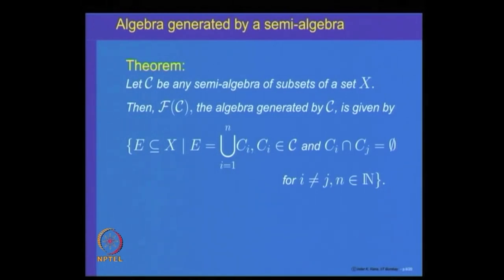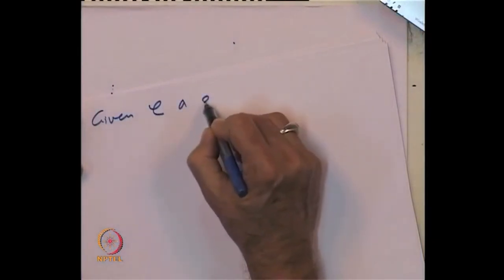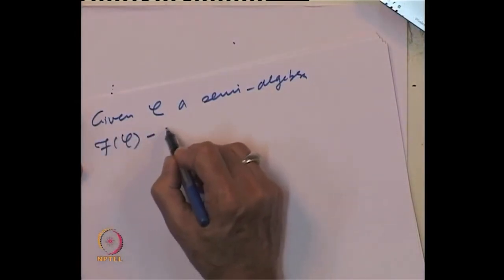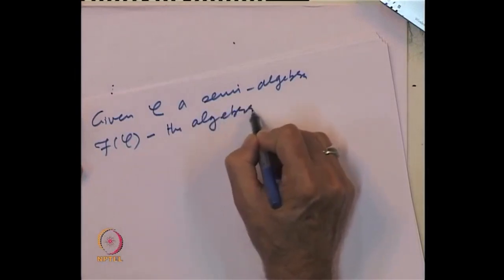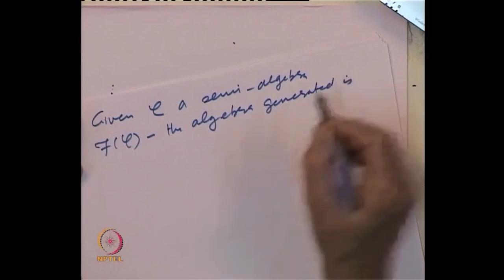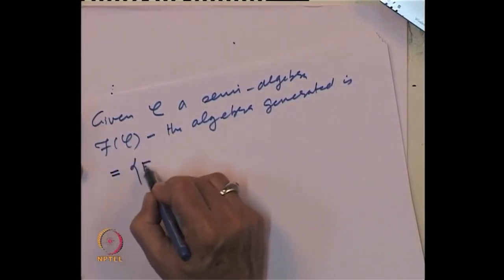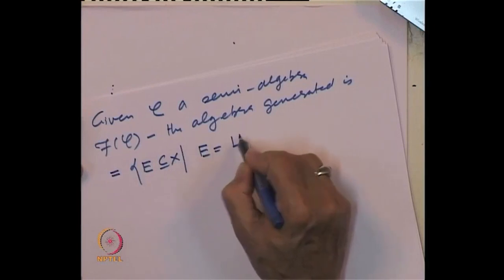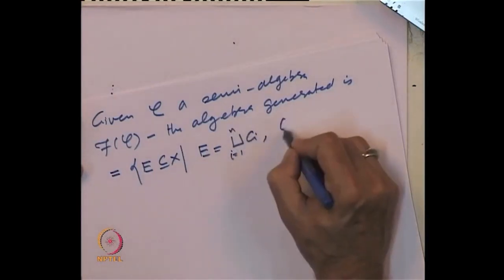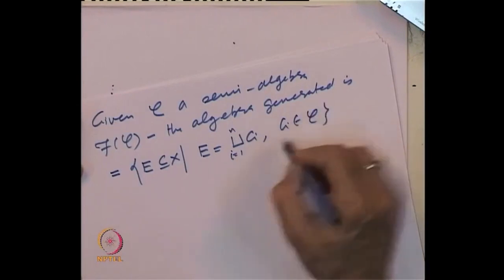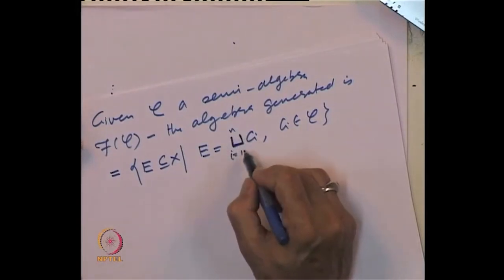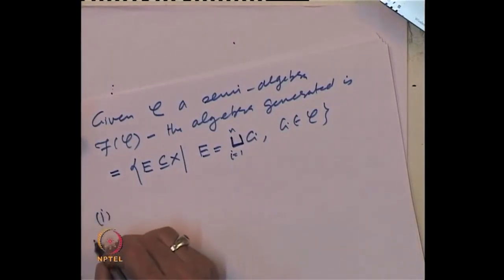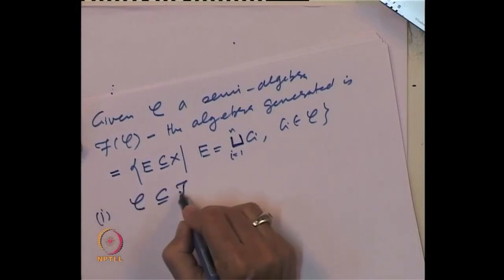Let us be given C, a semi-algebra. F of C, the algebra generated by C, is equal to all sets E such that I can write E as a finite disjoint union of elements C i belonging to C. And note that this square union means that the sets involved are pairwise disjoint. So, let us observe first a few things. First of all, C is a subset of F of C.